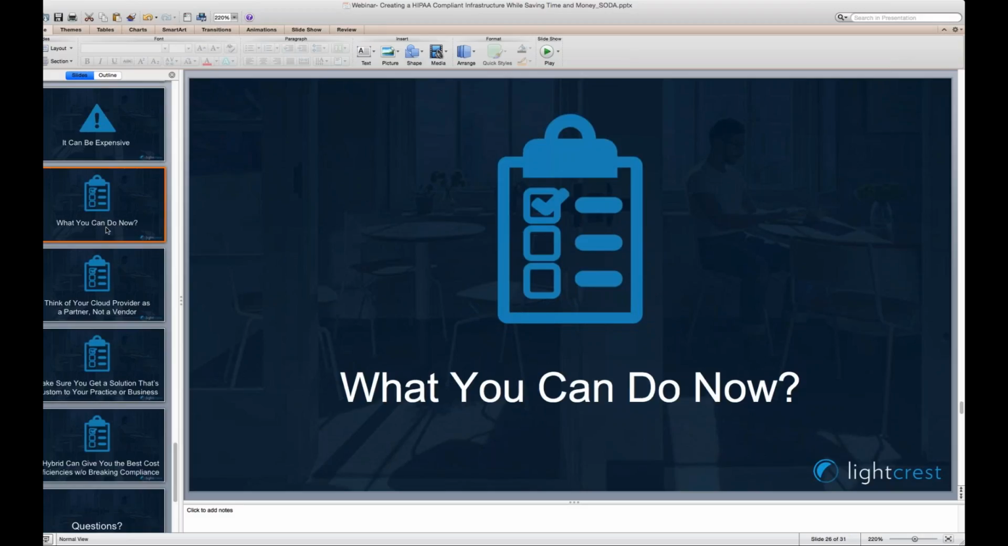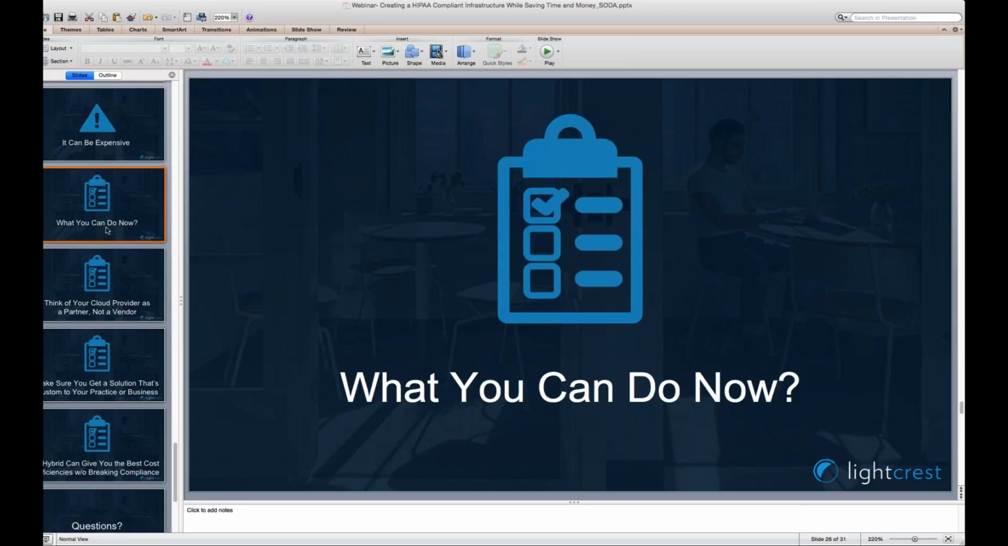So what can you do now? Look, you might be in the market for a vendor, you might not be. From a managed cloud standpoint, HIPAA may or may not be on your roadmap, but if it could be, you want to start looking around early, and you want to start doing your homework, because there are a lot of things to consider.